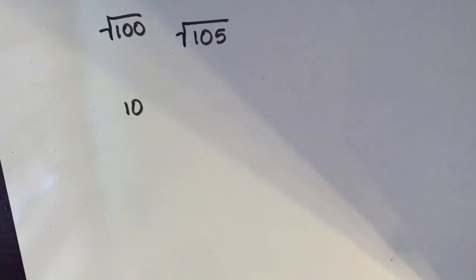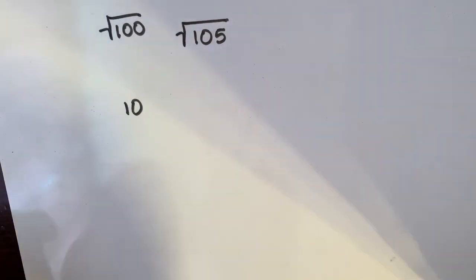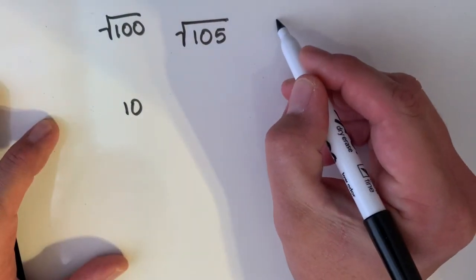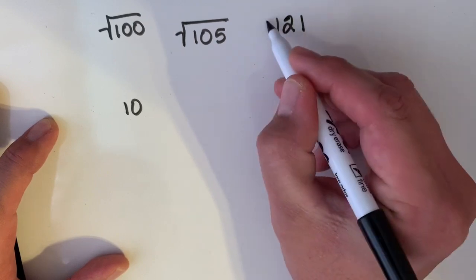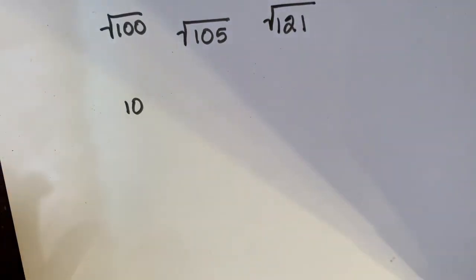Well, now I have to think of the perfect square that is right after 105. Well, the perfect square right after 105 would have to be 11 times 11. And 11 times 11 gets me 121. So my next perfect square is 121. And the square root of 121 is 11.